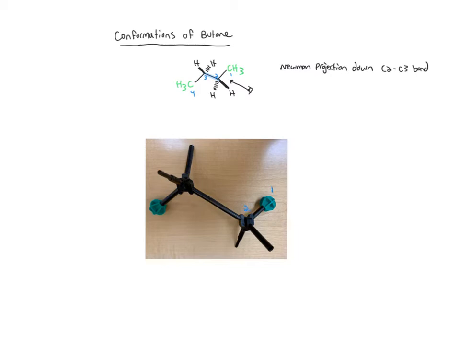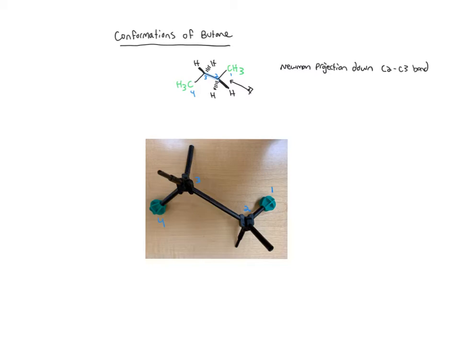Butane has four carbons, and if we want to transfer the carbon numbers to our model kit, carbon 1 is represented by that green ball. That's going to be a CH3 group in our representation. Carbon 2 is going to be the one beside that. Carbon 3 is going to be the one beside that. And then carbon 4 is going to be the other green ball in our representation.